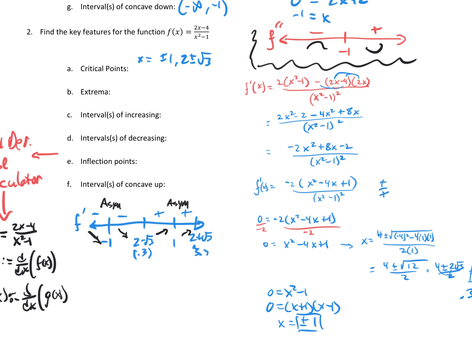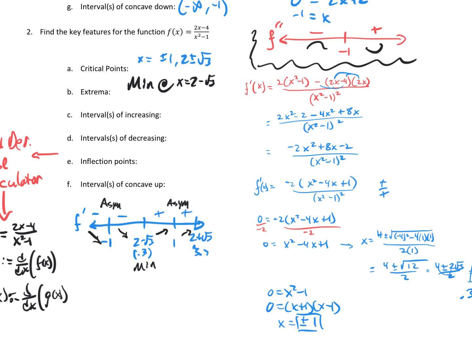Keep that in mind. And it looks like we have a minimum here. So extrema, we have a minimum at x equals 2 minus the square root of 3. And you know what? Actually, we need to check one more thing here.